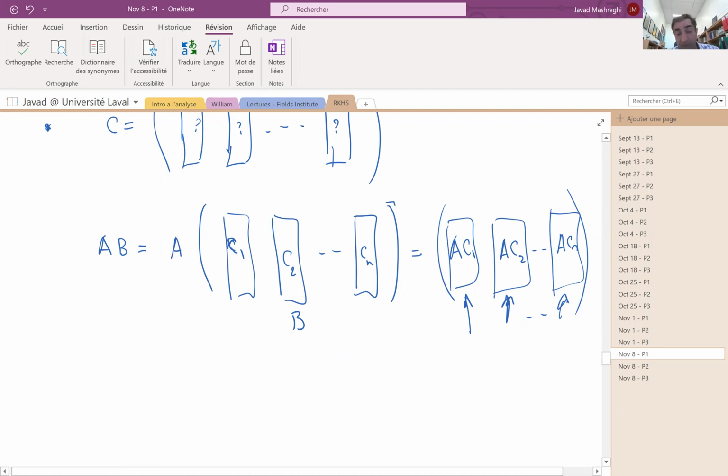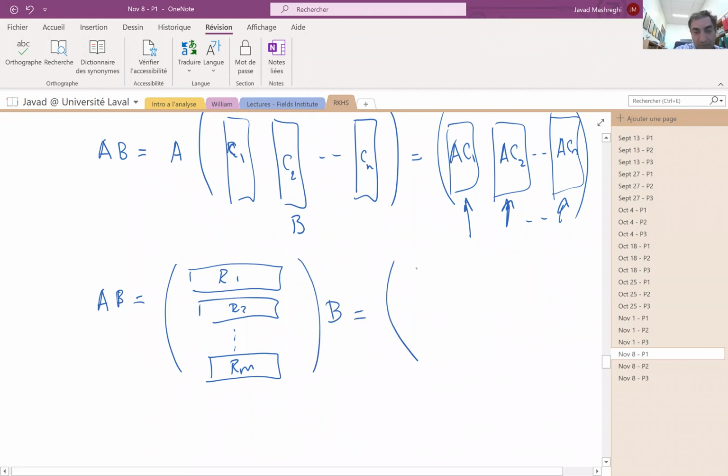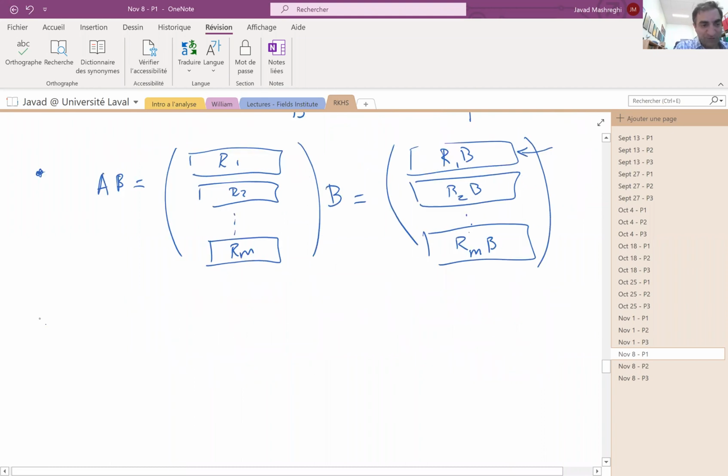If we are interested in the rows of C, then we need to consider the rows of matrix A. So here are R1, R2, up to Rm, times B, and the product will be R1 times B as the first row, R2 times B the second row, and Rm times B the last row. Again, R1B is a linear combination of the rows of B, which are gathered here. The same for R2B, and the last one is the same. So that's the second interpretation.